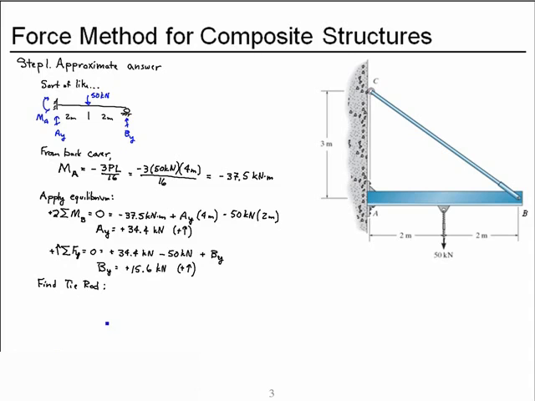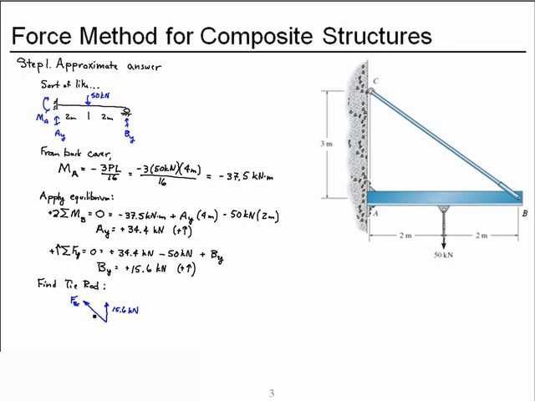If we look at the force resultant in the tie rod, we'll see that it has a vertical component, which must be 15.6 kilonewtons, the vertical reaction at B.